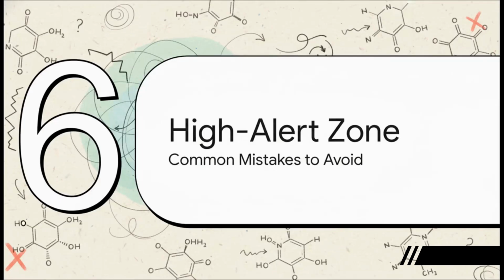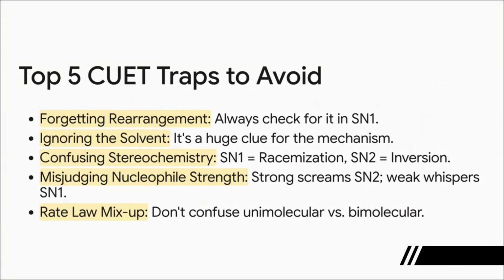Okay, I need everyone to listen up for a second. Let's get serious and talk about the high alert zone. These are the common traps, the easy mistakes that students make year after year. Knowing these will save you from throwing away marks you deserve, so pay very close attention. Here are the top 5 traps. Number 1, forgetting about rearrangement in SN1. I've said it before, I'll say it again, always, always check.